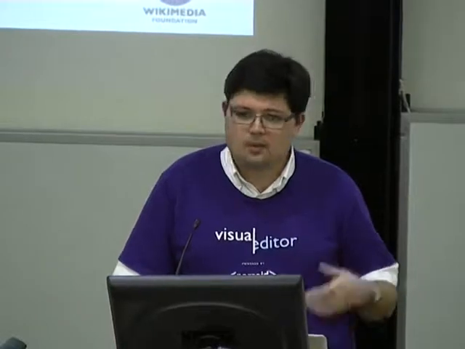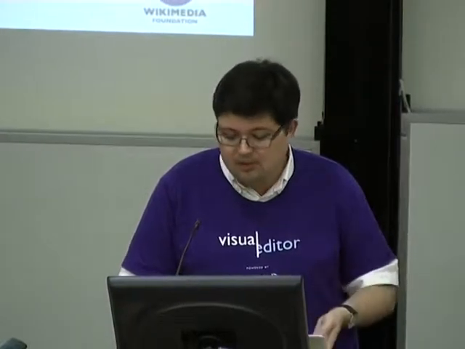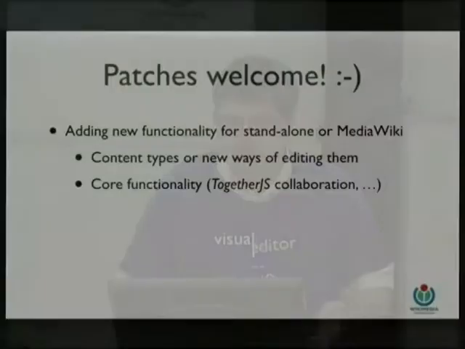So you can add new functionality if you're interested in VisualEditor or using something like VisualEditor. That can be for standalone or for MediaWiki itself. Content types, new ways of editing them. Something like, I want to be able to edit an image map. We don't currently provide a way to do that at all. Or you may think that the way that we allow people to edit templates is overly complex and you could build a much simpler one, which is awesome. There's also loads of core functionality that's lying around if someone would be interested in working on it.